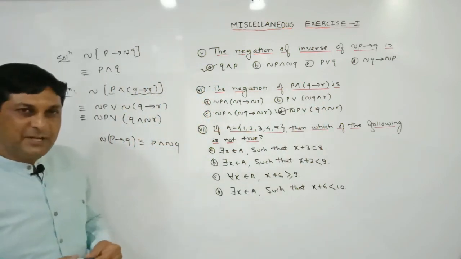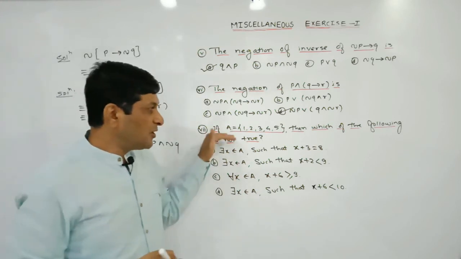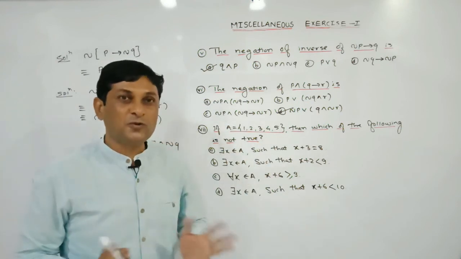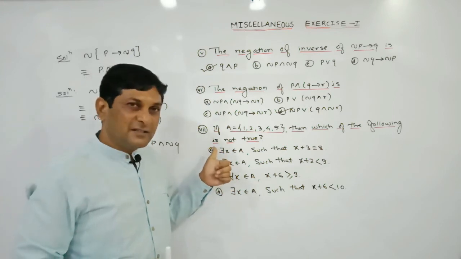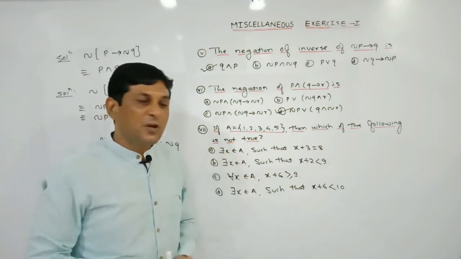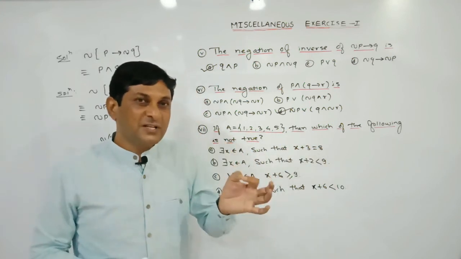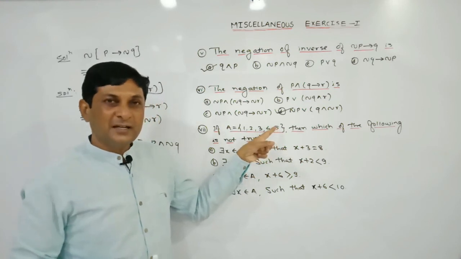Now observe example number 7. In this example, the elements of set A are 1, 2, 3, 4, 5. Then which of the following is not true? Not true means what? False. So let us check the first option. There exists x belongs to A such that x plus 3 is equal to 8. X plus 3 is 8 only if x is 5, and yes, 5 appears in this set.